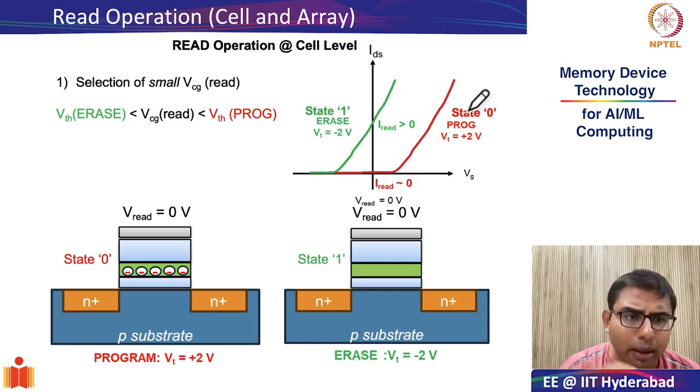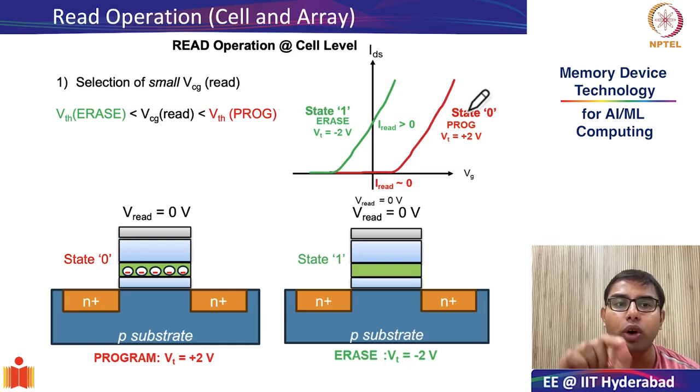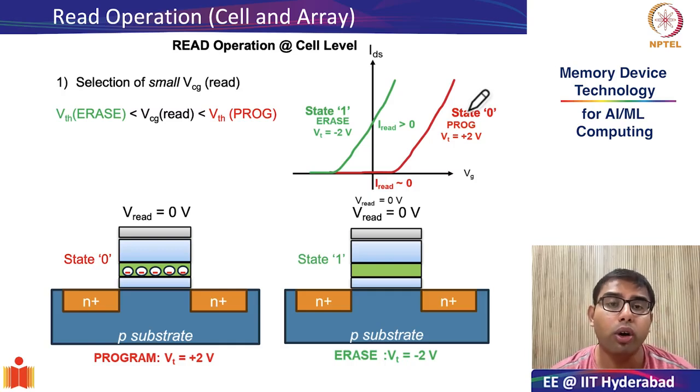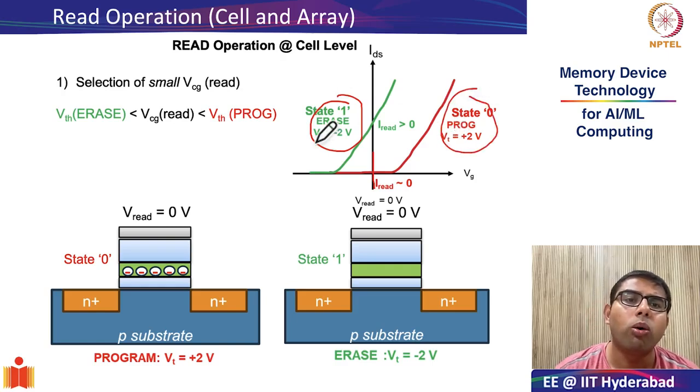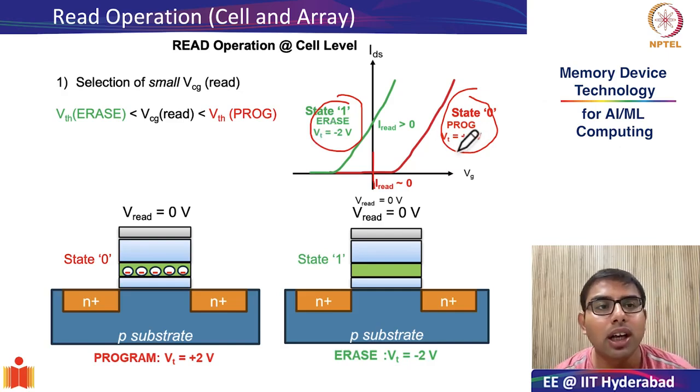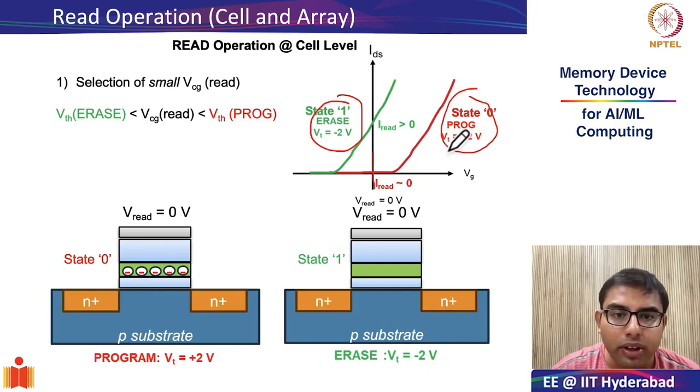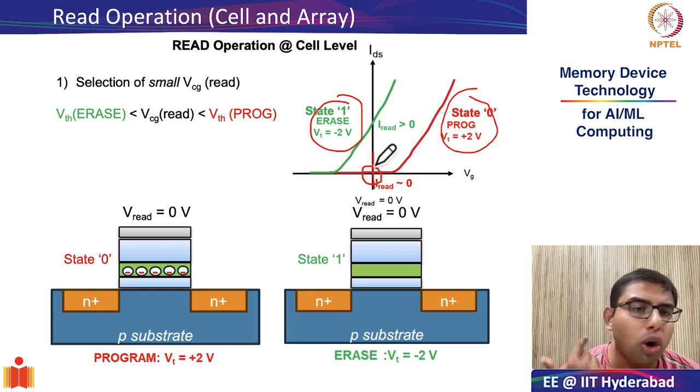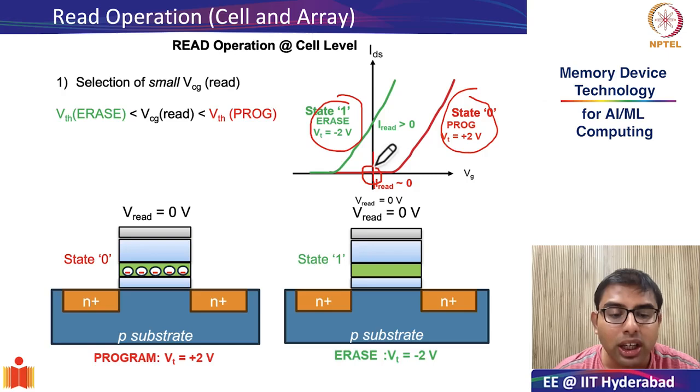So this is the first step you do at the cell level for a read operation. You select very intelligently the voltage at the control gate for the read operation, which is right in between the threshold voltage for the erase state and the program state. Since the erase state threshold voltage in this example was minus 2 volts and the program state threshold voltage was plus 2 volts, we have selected the control gate voltage for read to be 0 volts. So at 0 volts, let's see what happens.